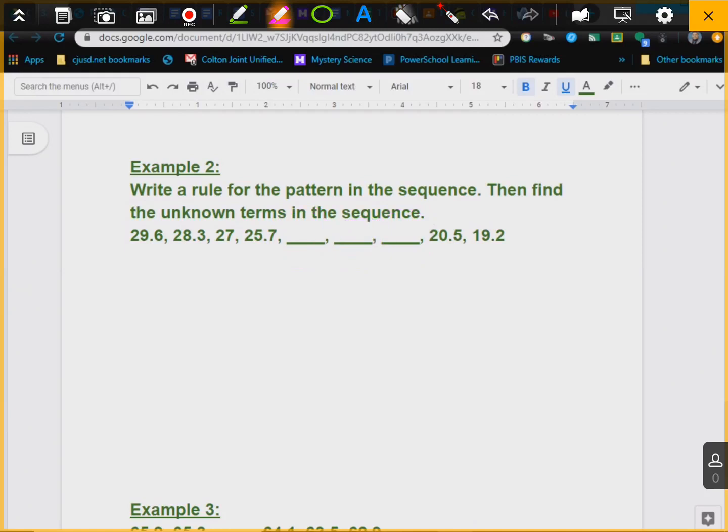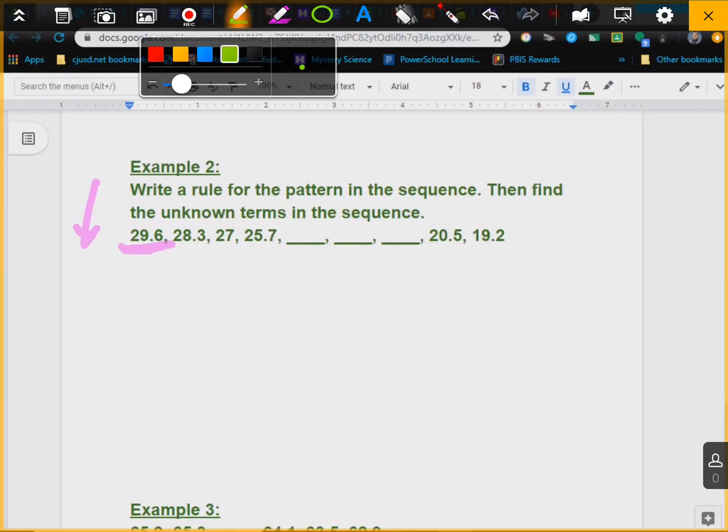All right, so the way that we find the pattern, let's see, is it going up or down? Well, it went from 29.6 to 28.3. And then from 28.3 it goes to 27. We see that we know it's going down. So since it's going down, we need to add, because that's the opposite of subtracting, right? It's going down, so we need to add to find out how much it is going down by.